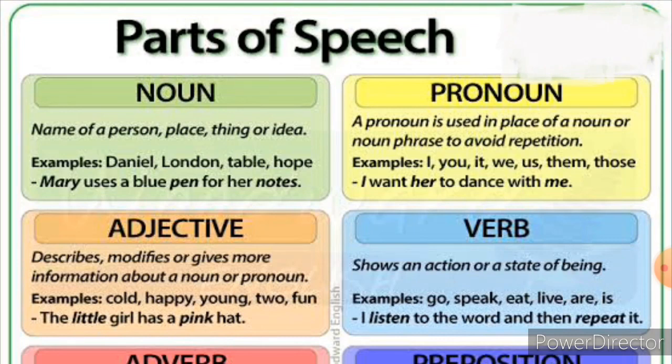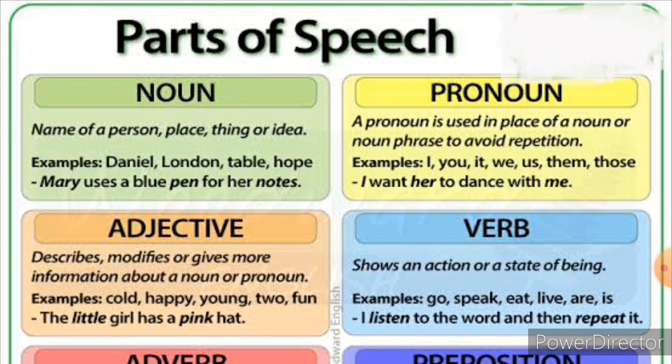Now look at the next one, children. Verb. A verb we can say is an action word. A word that shows an action or a state of being is known as a verb. That is an action word. Run, jump, play, eat, talk. These are known as action words, or verbs. Action verbs, for example: go, speak, eat, live.